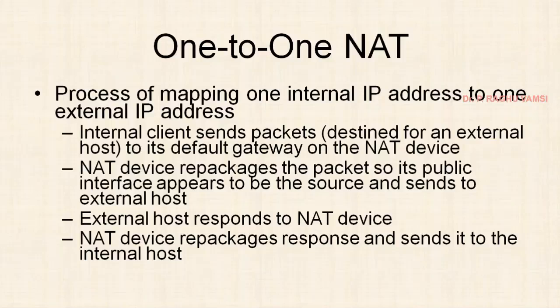Internal client sends a packet destined for an external host to its default gateway on the NAT device. The NAT device repackages the packet so its public interface appears to be the source and sends it to the external host. The external host responds to the NAT device, and the NAT device repackages the response and sends it back to the internal host. So this is called network address translation.